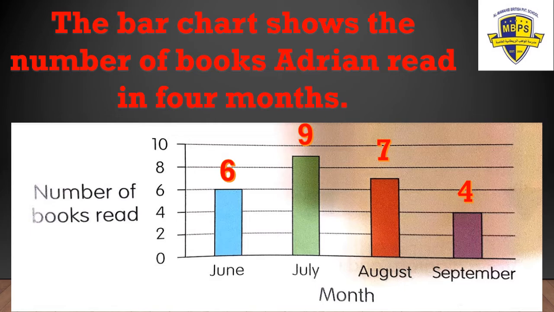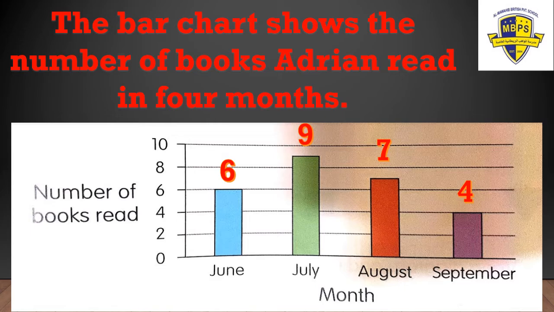July, the green bar. Can you tell me, children, how many books Adrian read in the month of July? Look at the green bar. It is between which two numbers? Yes, it is between number 8 and number 10. So, which number comes in between 8 and 10? Very good. 9. So, he read 9 books in the month of July.